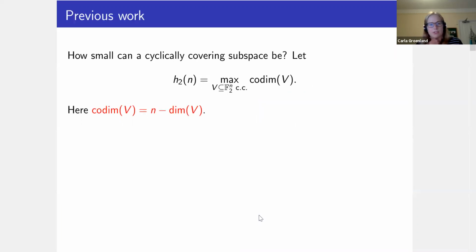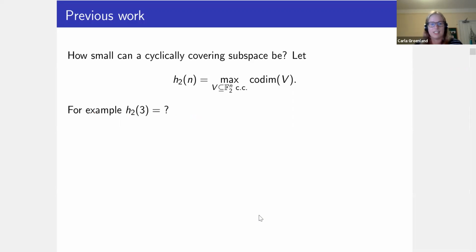So remember that this was also what we were interested in for the homogeneous games, because small cyclically covering subspaces gave large fair games. And therefore we define this quantity h2 of n, which is just the largest codimension that we can get. So note that the codimension is just n minus the dimension. So we just take the best possible cyclically covering subspace, and then we look at the largest that we can make this codimension.